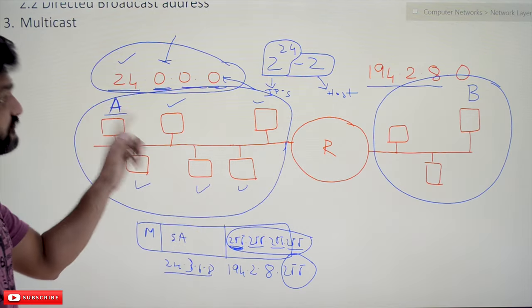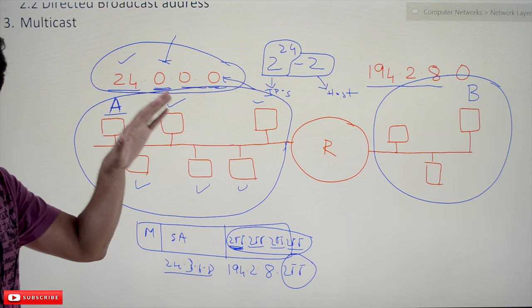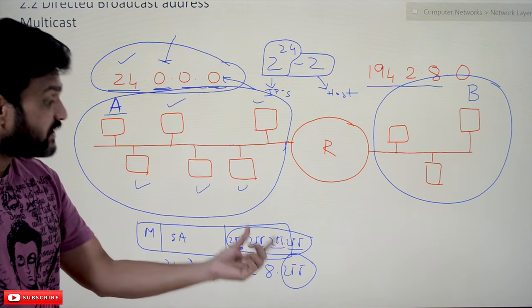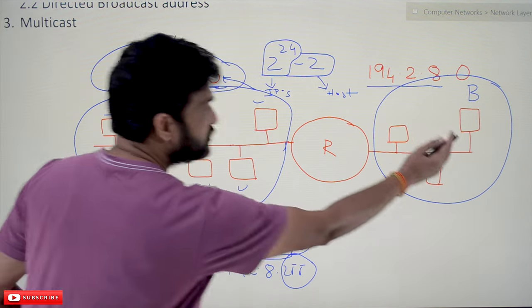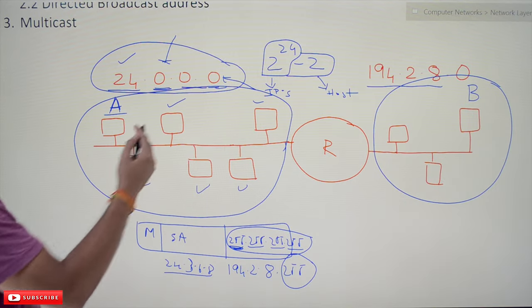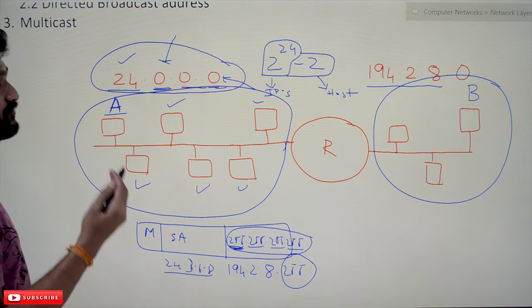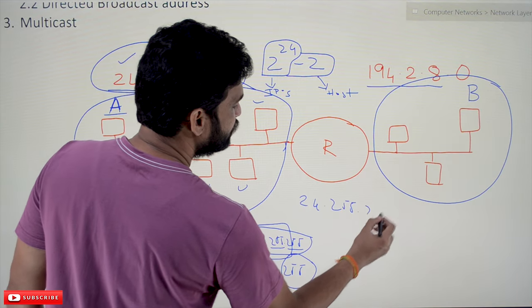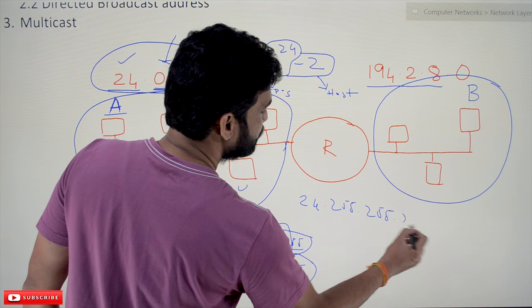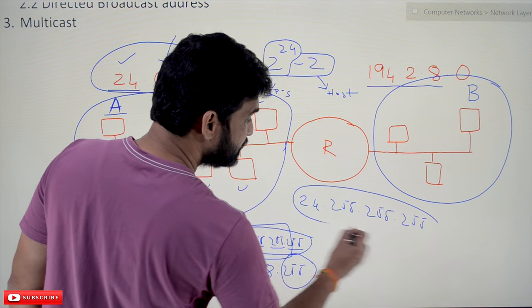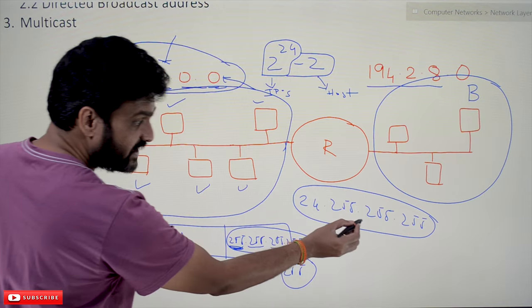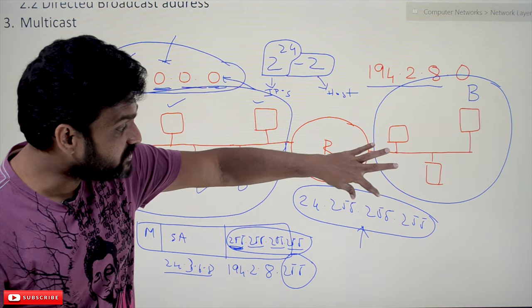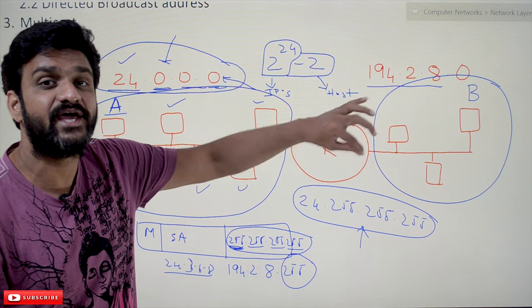Similarly, this network will also have a fixed broadcasting IP address, directed broadcasting. For example, if B wants to transmit to all the systems in this network, what can be the directed broadcasting address? It is 24.255.255.255. So this IP address is part of this network, but this IP address cannot be assigned to any host. Try to get that point. This IP address is not possible for you to assign to any of the hosts.